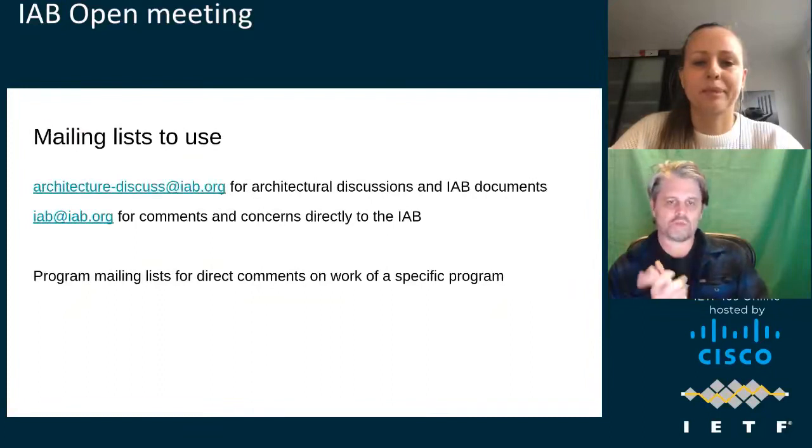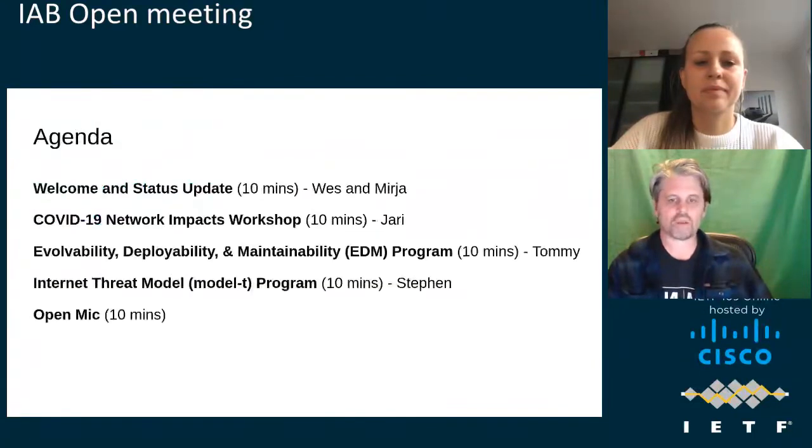We have mailing lists that we use. The IAB has a wider architectural discussion list where we hold conversations about the architecture of the internet in general, which is at architecturediscuss@iab.org. Anybody can sign up for it. And then IAB@iab.org is how you can reach the IAB in general, and you can mail that directly. And then we have program mailing lists that are specific to each of the different architectural programs that we manage, and we'll talk more about that in just a few minutes, actually, or Miriam will.